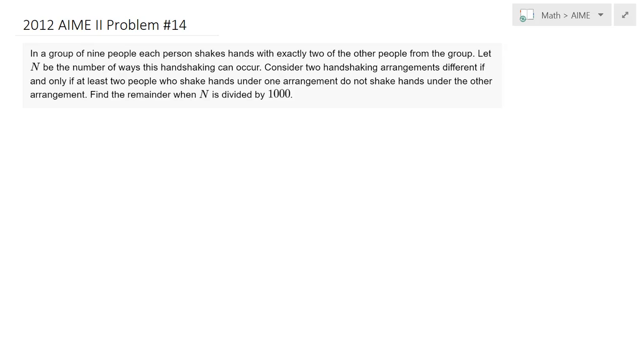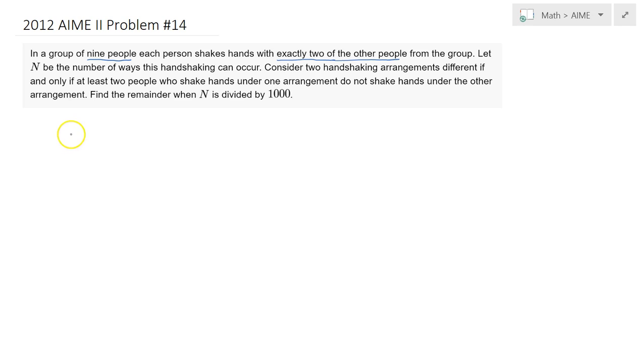Hello everybody, in this lecture we will be solving 2012 AIME II problem number 14. Here is a view of this problem. We have a group of 9 people and each person in this group is to shake hands with exactly 2 other people. And we would like to count how many handshakes will happen.